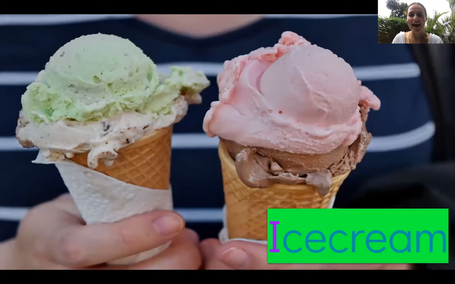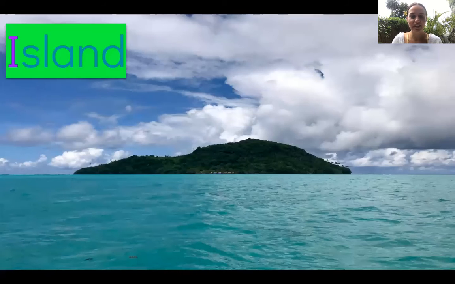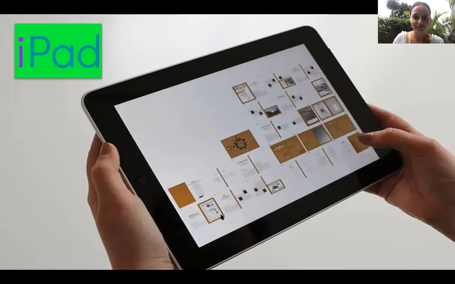And then my favorite word with ice is ice cream. We have ice cream. I think I would take this ice cream cone. Then we have an iron. When you're older, you can help your parents iron the clothes. And then this is an island. An island is a piece of land surrounded by water. So island. I want to go there. And then everybody knows what this is. This is an iPad.